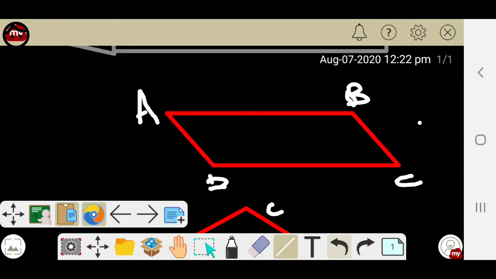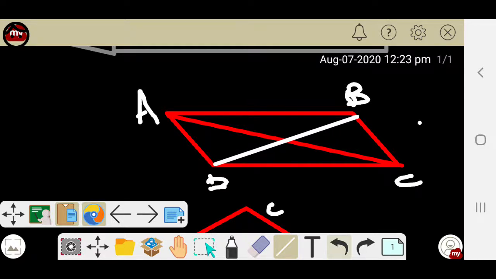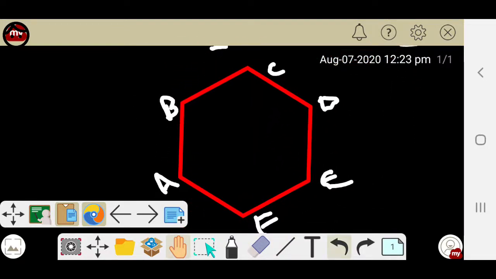We know that a diagonal is a line segment joining two non-adjacent vertices. Here A and C, and B and D. AC is one diagonal. Then the next diagonal is BD. So it has two diagonals. Then what we can tell, for a convex quadrilateral there are two diagonals.